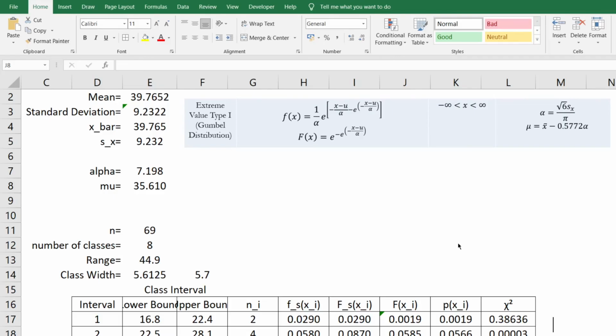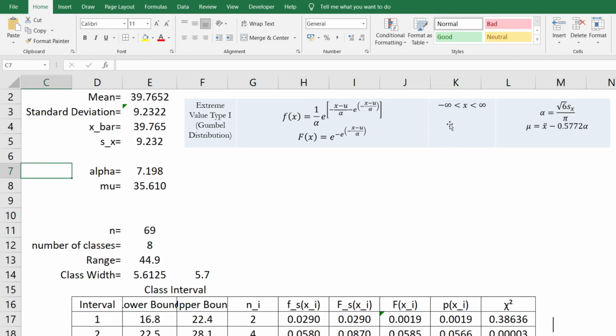Alright, so for this one, we are going to fit the given data using the Gumbel distribution. As you can see, I am now going to use Excel, and these are the formulas that we are going to use.